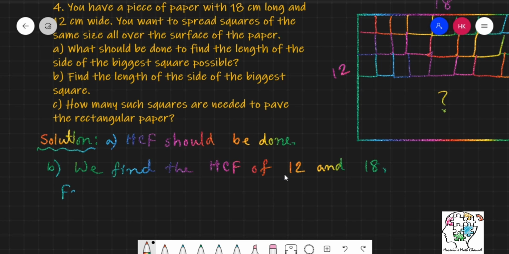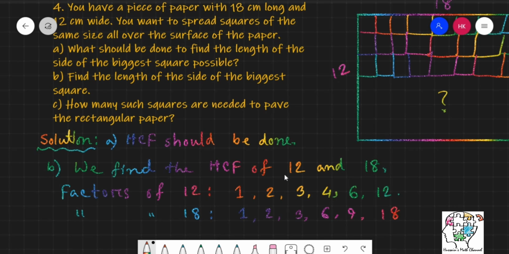So we write factors of 12. What are the factors of 12? 1, 2, 3, 4. The numbers by which we can divide 12 evenly, they are factors of 12. So these are the factors of 12. Now we write factors of 18. What are the factors of 18? 1, 2, 3, then 6, then 9 and 18. These are the factors of 18.